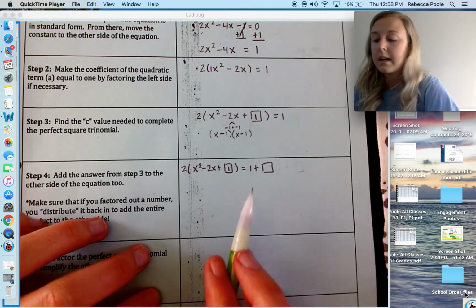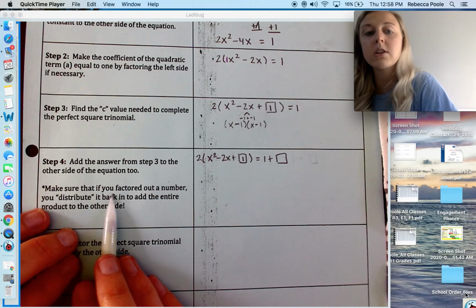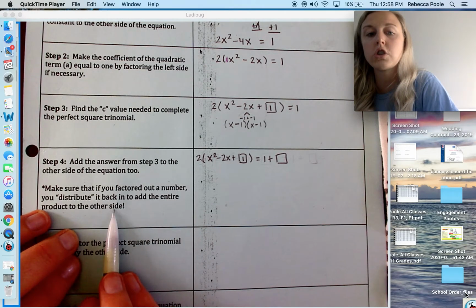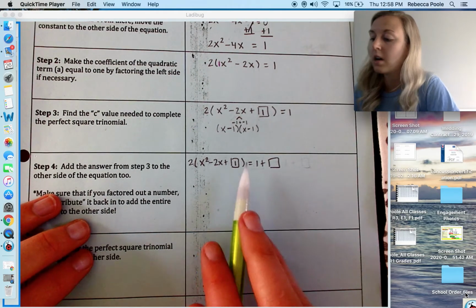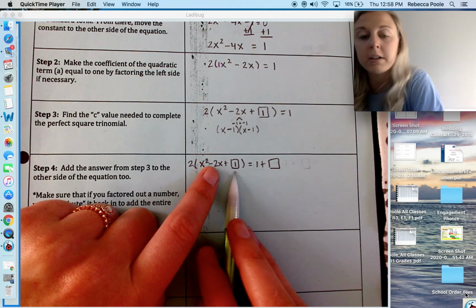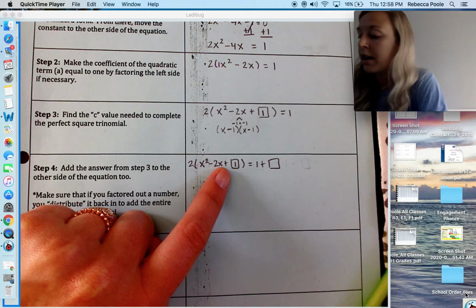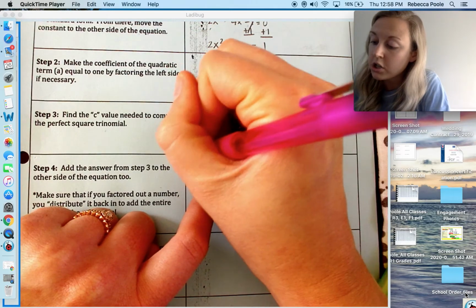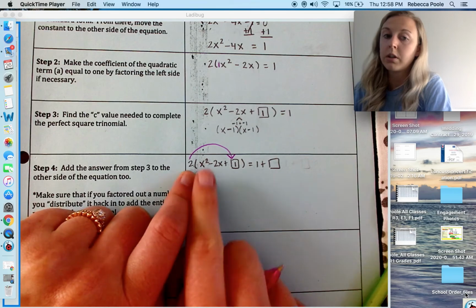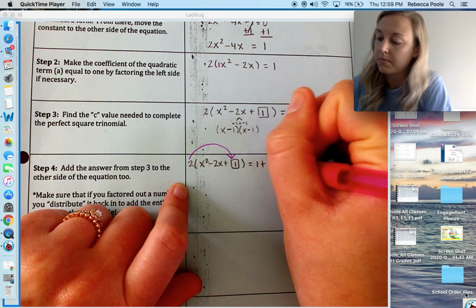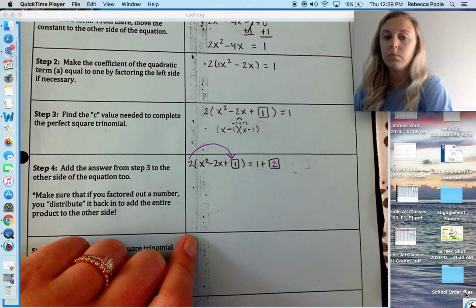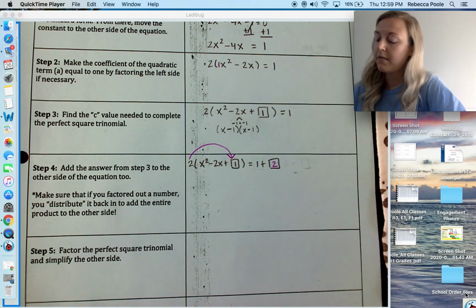Okay, now this part gives you a hint. It says make sure that if you factored out a number, you distribute it back in to add the entire product to the other side. So on the inside for the perfect square trinomial, we just added 1, but there's a 2 sitting out front. So really we added 2 times 1, which is 2. Okay, so that's step 4.